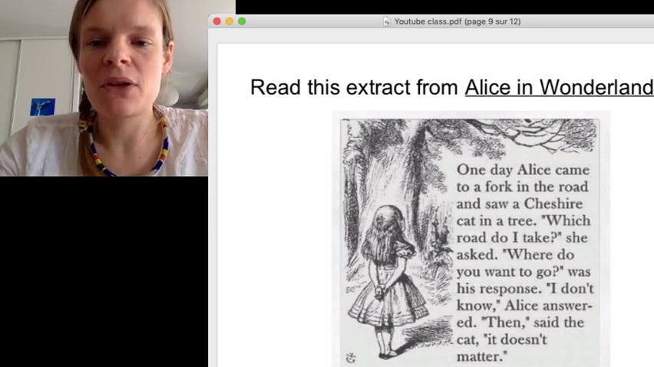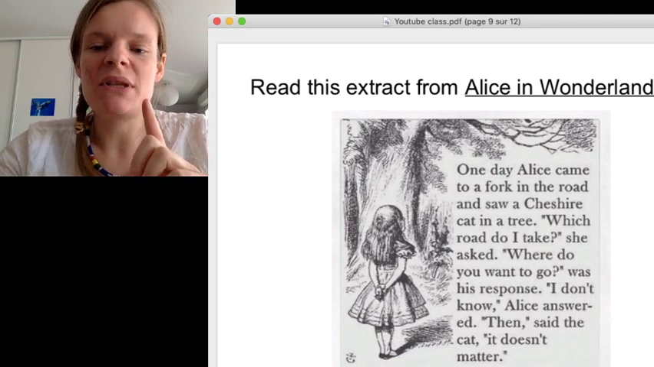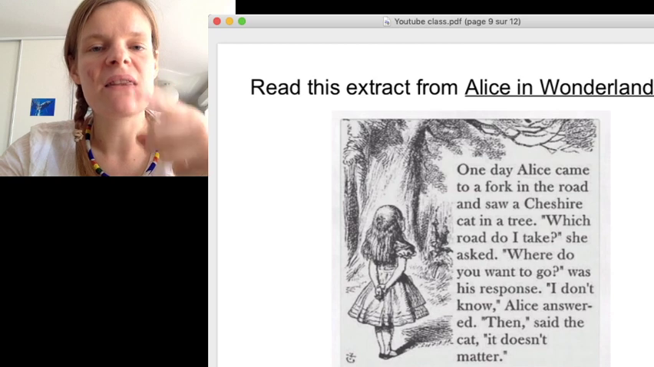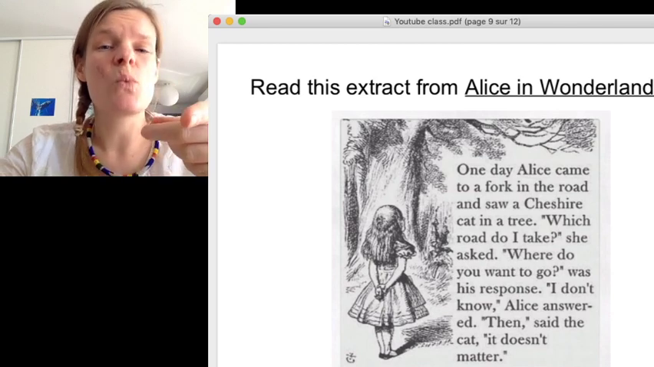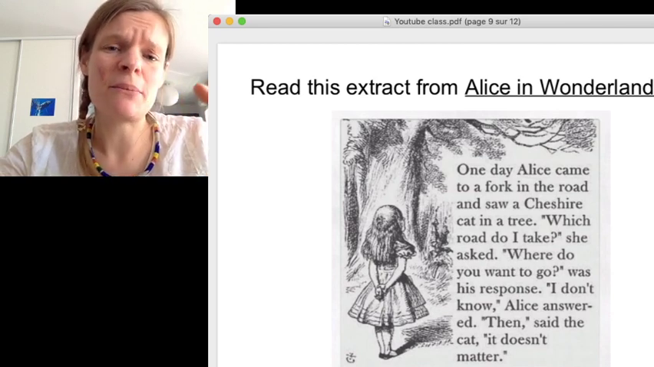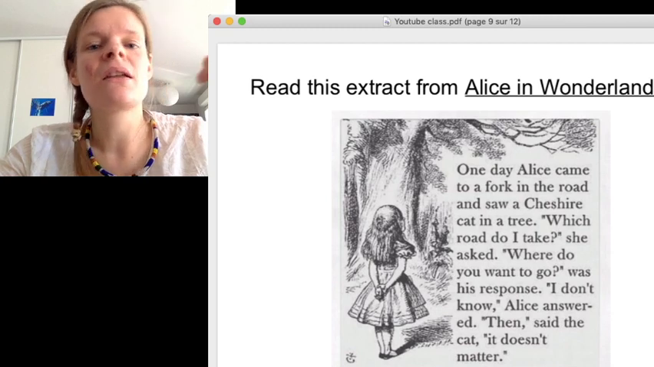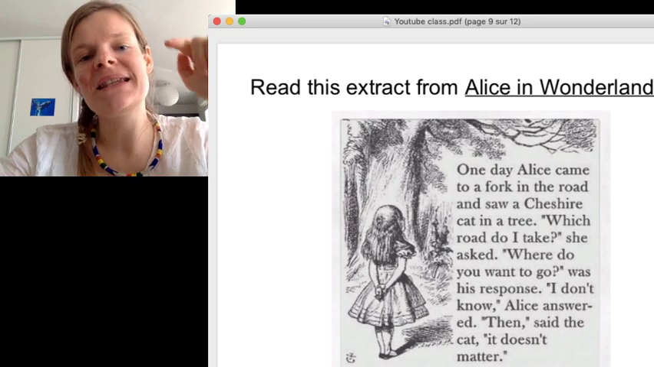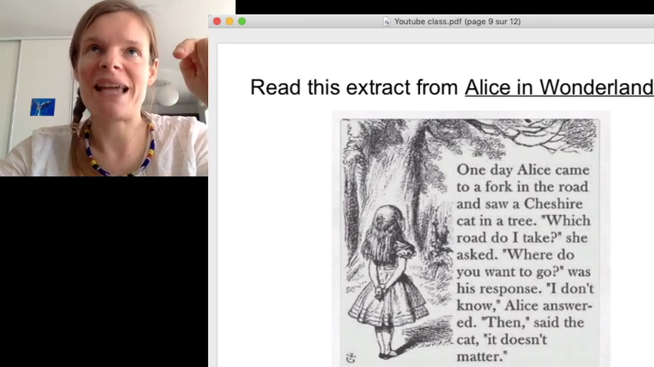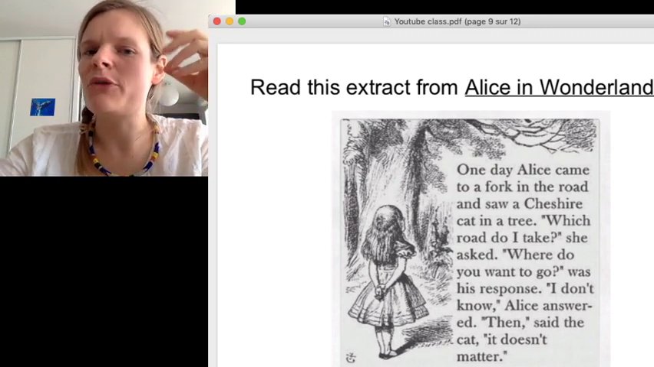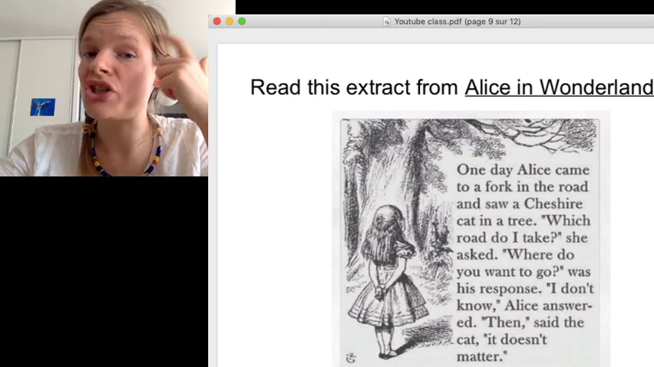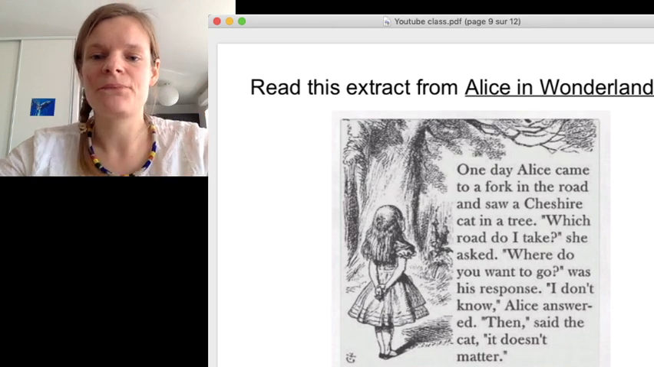So, first, let me tell you that the author, l'auteur, right? The author of this book was a mathematician. He did mathematics, Lewis Carroll. That's what he did. That was his job. And this type of text, it's a bit like a logic problem, okay? He liked logic. He was interested in logic, okay?